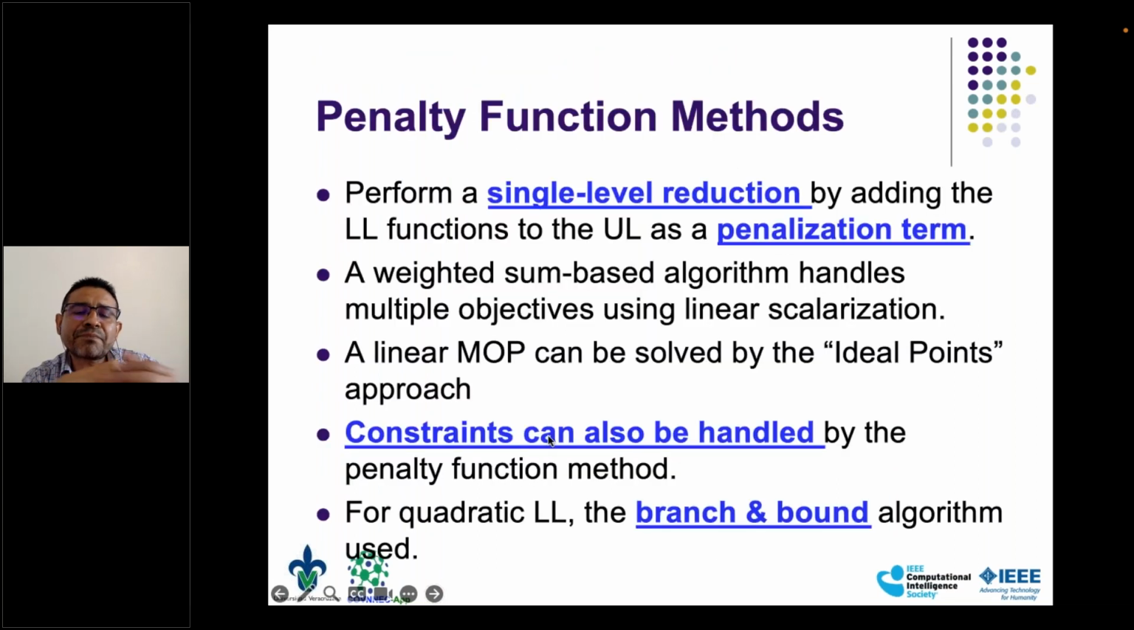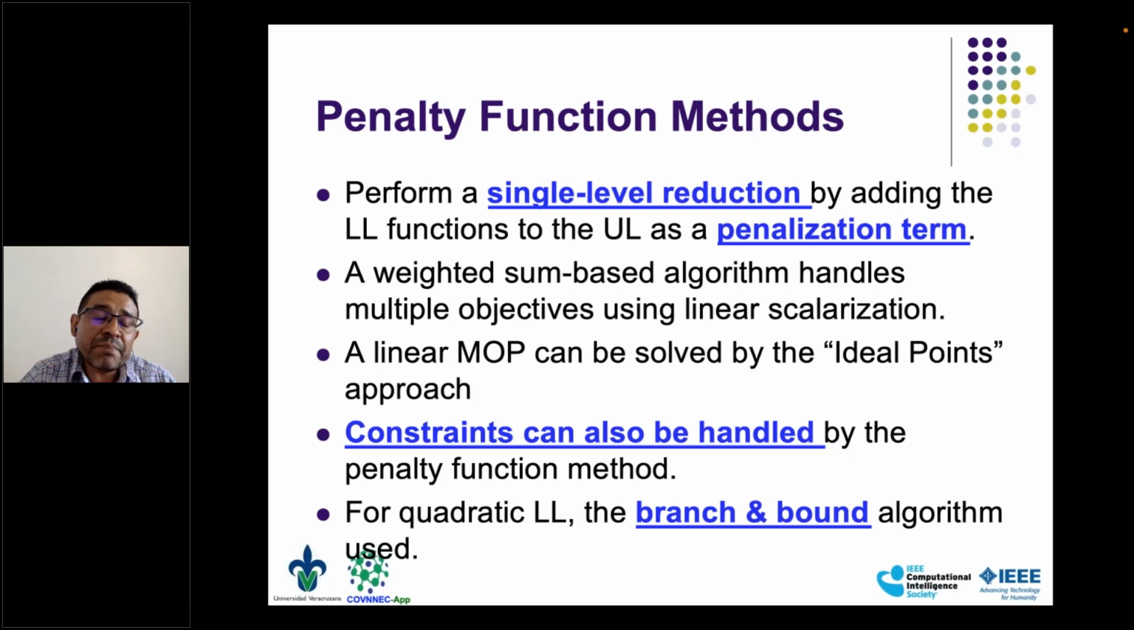This idea is also taken from the constraint optimization problem that I mentioned at the beginning of the talk. We also perform a single level reduction. We transform the problem from two levels to a single level, and then we use penalty functions, a very popular constraint handling technique in constraint optimization, to define a single level. And then I can use any classical method to solve this problem.